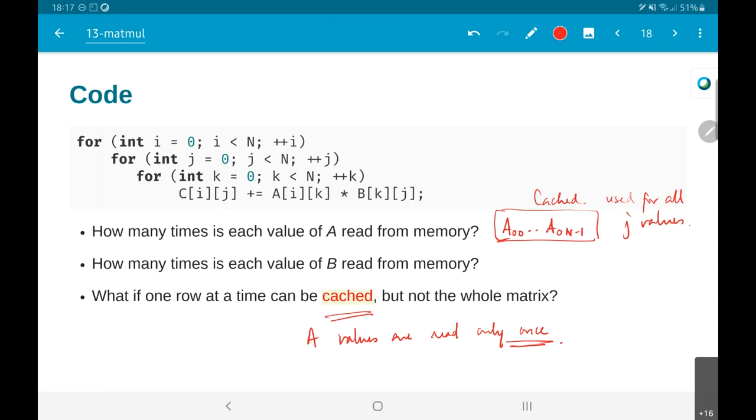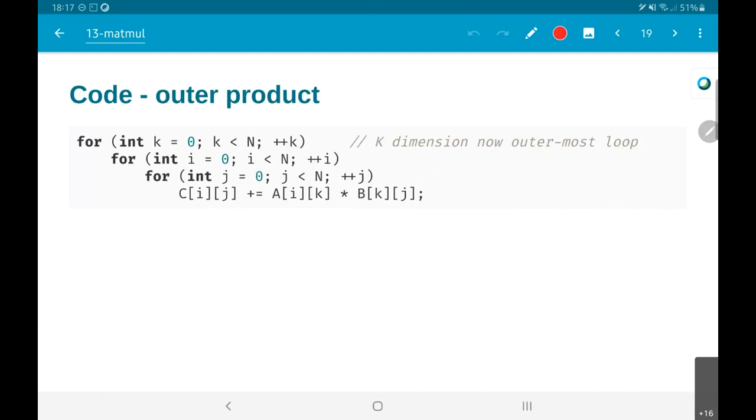The problem is it doesn't solve the issue as far as B is concerned, because for B, I still have the problem that j is changing, so it cannot be cached in the same way, right? So B still ends up being read n times, okay? And this is an issue. This is something that I would like to see if I can somehow avoid. Is there some way by which I can avoid reading the B values again and again from main memory n times, okay?